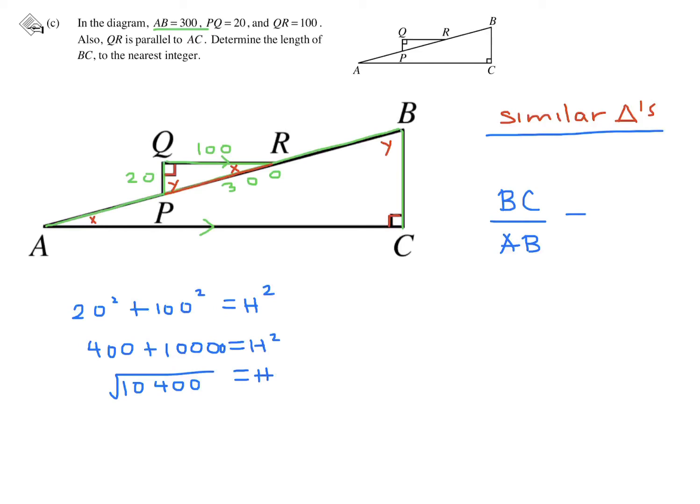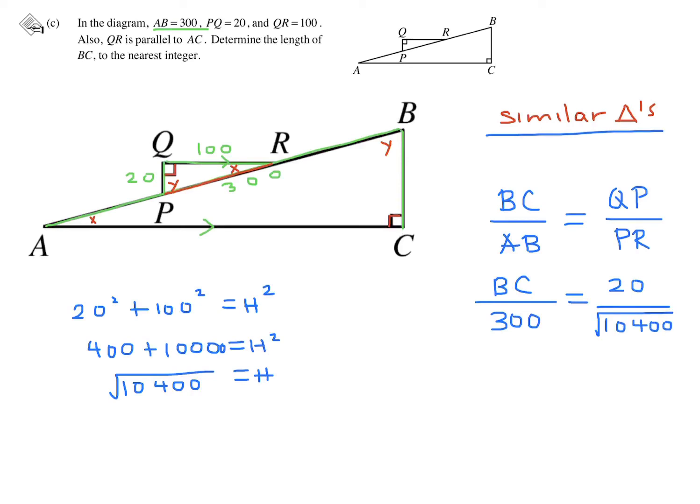So I'll just write QP for now, so you know which side I'm referring to, and over the hypotenuse. So the hypotenuse of the small triangle is PR. So using similar triangles, we get this relationship. BC is what we're trying to figure out. AB, they give you in the question, is 300. QP, they also tell you, is 20. And PR is the hypotenuse of that small triangle, which we determined to be the square root of 10,400. And you just now solve for BC.